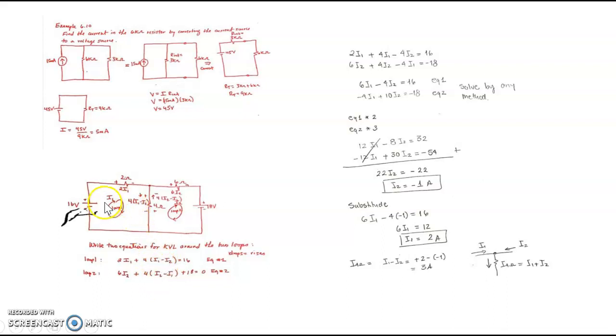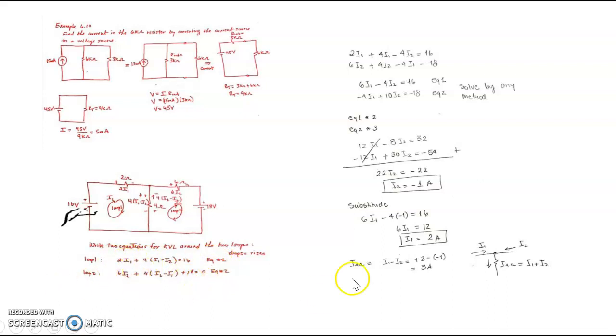Why? Because we always assume the direction of the loop current is positive, and anything opposing it is negative, okay? In this case, we are doing loop 2, so the current direction going up is positive, and coming down is negative. That's how we get I2 minus I1 plus 18. So now we have two equations, two unknowns, I1 and I2.